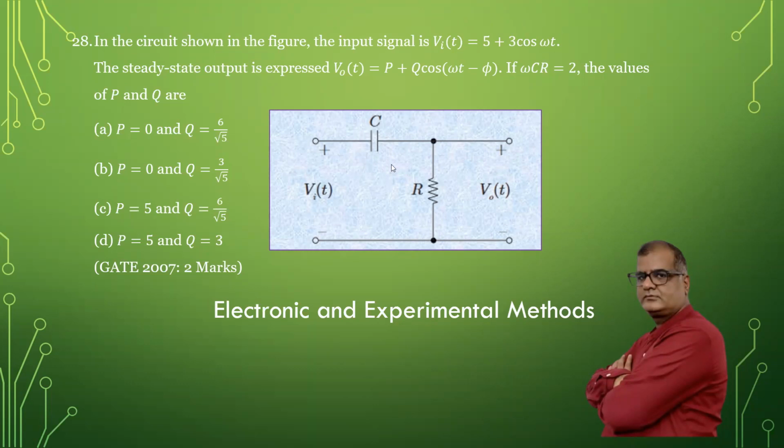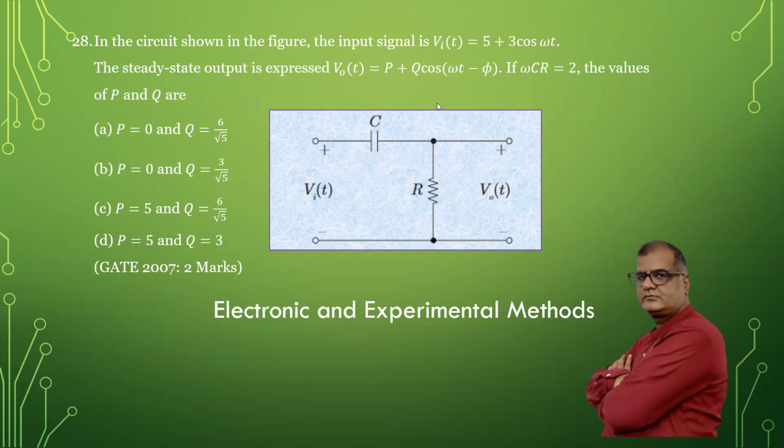And here we have a capacitor, and we know the capacitor does not pass the DC signals. So only while calculating the V naught, you have to use the AC part of the input. So only 3 cos omega t will pass from here. Okay, now we can simply apply the voltage divider rule and we can find the V naught.